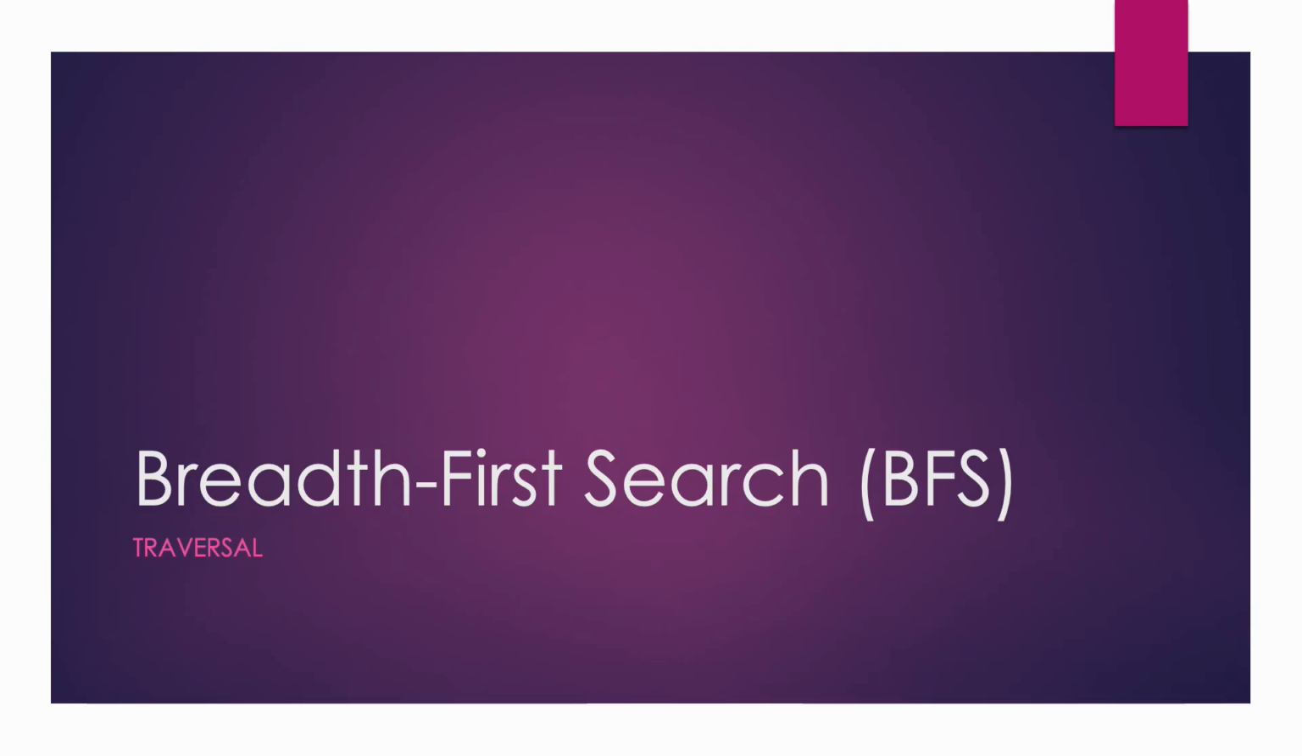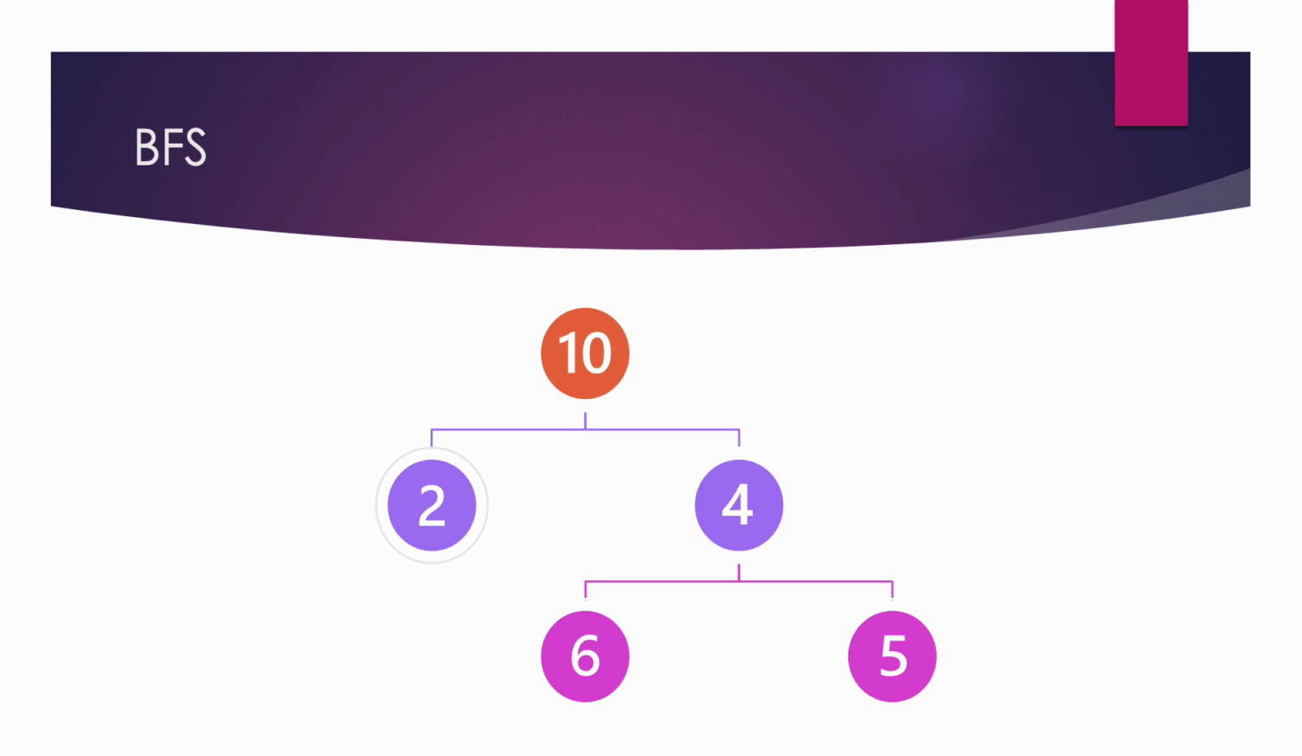Hi everyone, we're going to talk about BFS, which is known as breadth first search or level order traversal. BFS is basically a traversal technique. We have a binary tree here. A binary tree is a tree with at most two children. We are going to use this example and understand how BFS works.